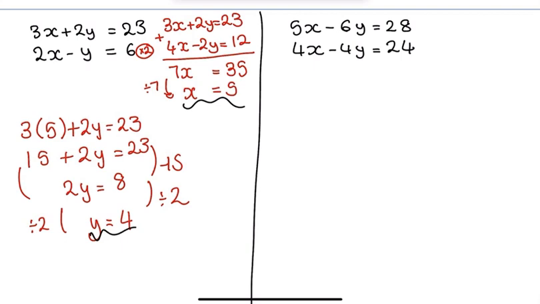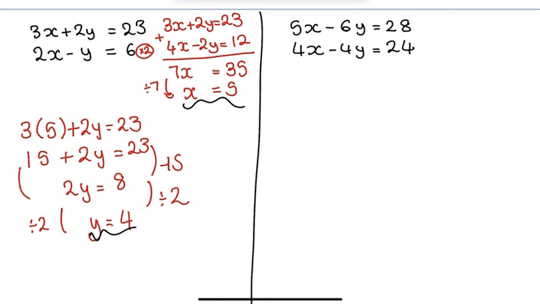The second one is a little bit trickier because we're timesing the top and the bottom. Now there is 2 ways you could have done it. You could have times the top by 4 and the bottom by 5, making the x's the same. Or you could have times the top by 4 and the bottom by 6 to make the y's the same. I'm going to go for making the y's the same.